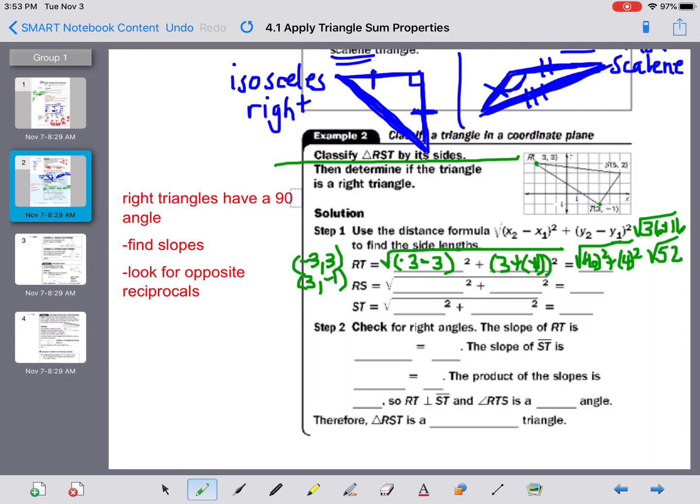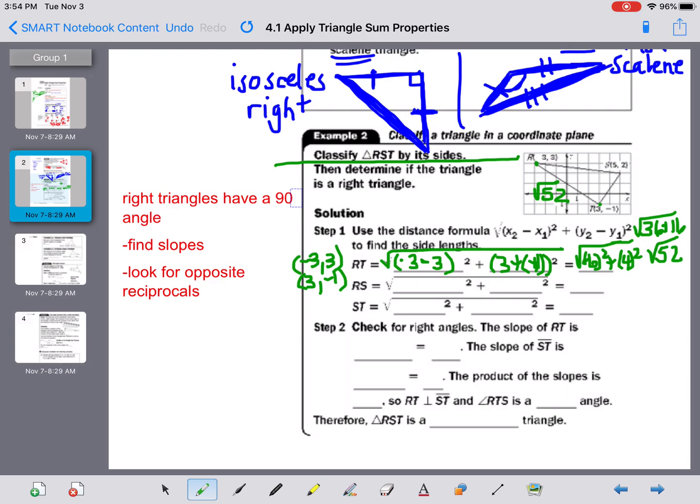Okay. Do I need to go to a decimal? Do I need to get a simplified radical? Stop and ask yourself, what's the job I'm trying to do with this distance formula? The job I'm trying to do is compare the lengths of the sides. So is there any need to be a simplified radical or a decimal to compare sides? No. I'm going to leave it square root of 52. It gives me a number and it gives me a chance to compare it to another side.